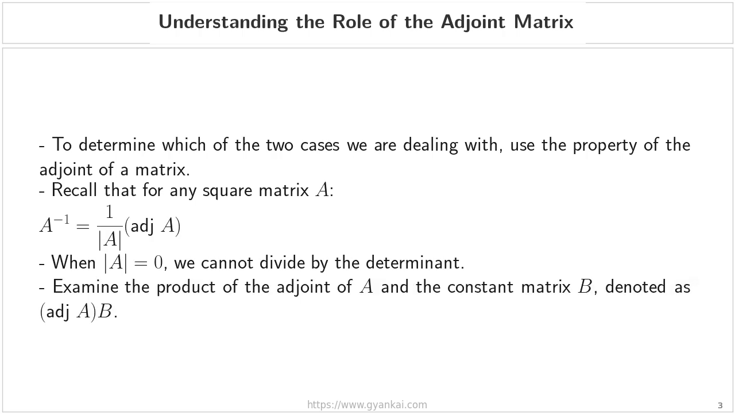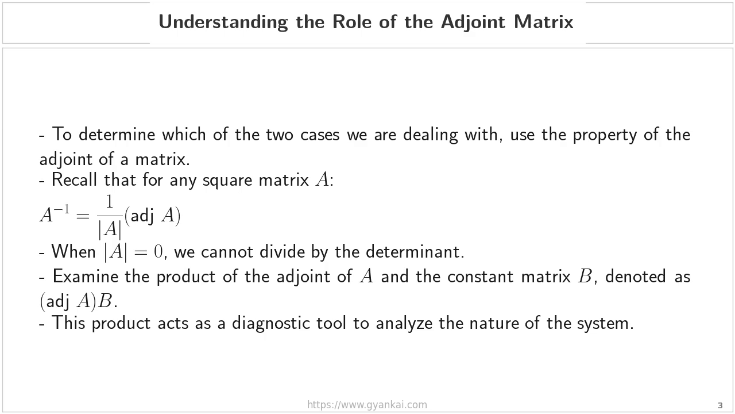So, instead of looking at the inverse, we shift our focus to something else. We need to examine the product of the adjoint of A and our constant matrix B. We write this as the adjoint of A, all multiplied by B. Think of this specific product as a diagnostic tool. Just like a doctor uses a test to identify a condition, we will use this product to analyze the nature of our system and determine exactly which case we are dealing with. In the next slide, I will show you the specific criteria we use to interpret this result.